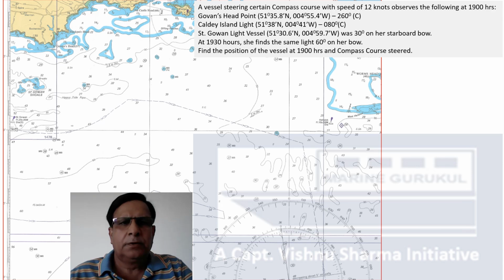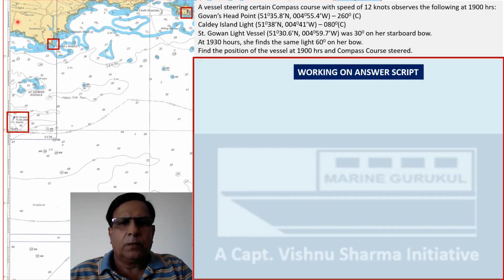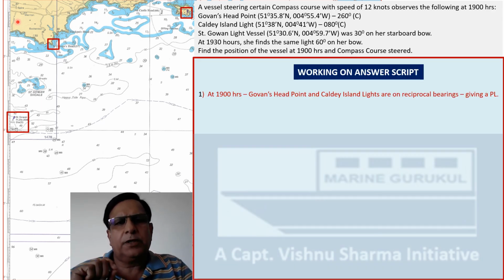Here is the chart. Here we have the St. Gowan light vessel. We have the Gower Head point and the Caldey Island light. Now, first we have to do some working on the answer sheet. At 1900 hours, Gower Head point and Caldey Island light, which were bearing 260 degrees compass and 080 degrees compass, are on reciprocal bearing, which gives us a position line by opposite bearings or reciprocal bearing.